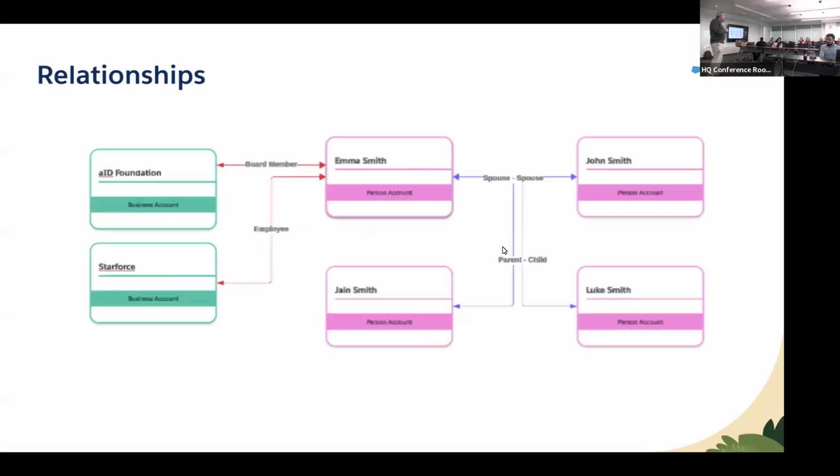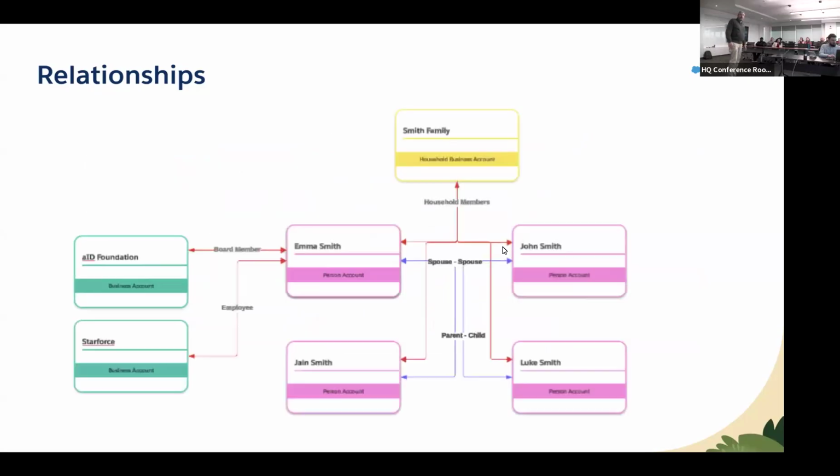Next one. You may want to know what account Emma is related to, but she may be related to more than one account. She may be the board member at one organization, or she may be an employee at another organization. And she may have lots of other relationships with other organizations that you want to know about, whether it's because of program participation or fundraising or grant funding.